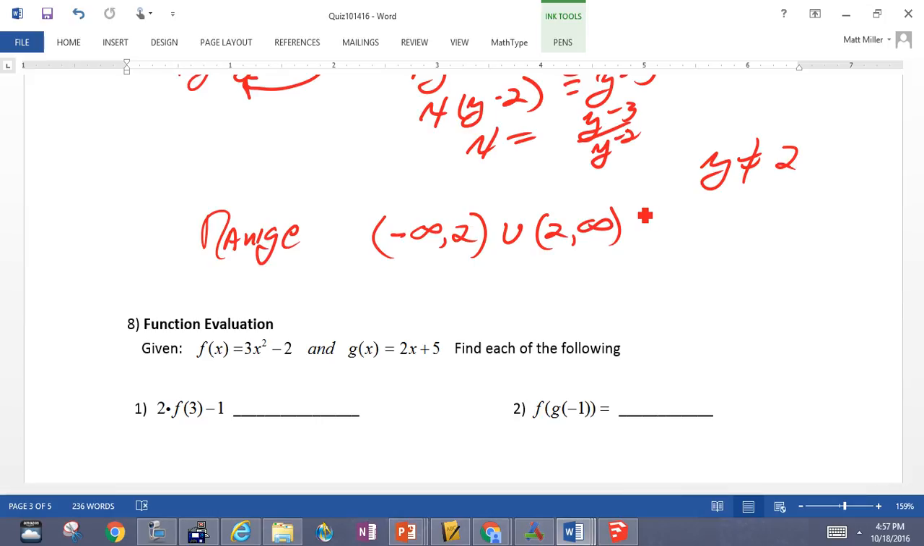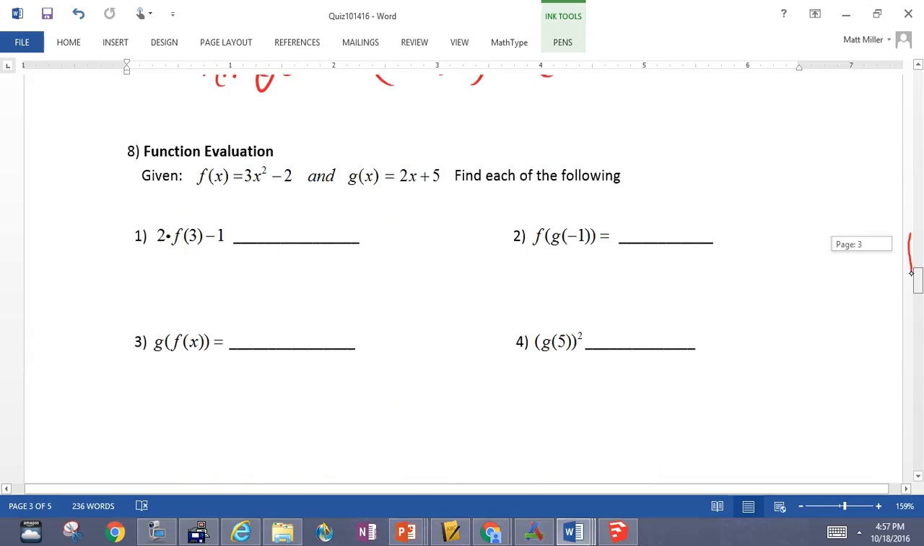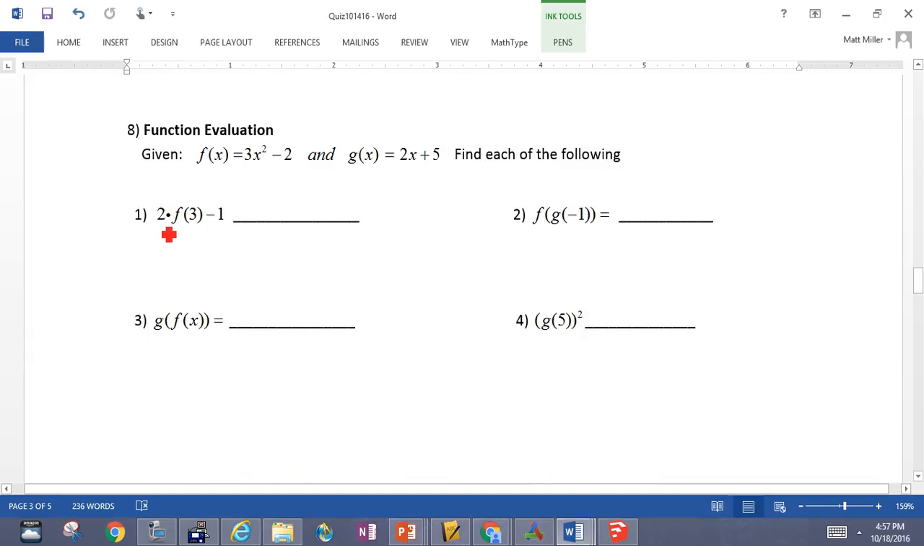Okay? All right. In this section, we're evaluating functions. So this is 2 times the function evaluated at 3, less 1. So let's just do it in pieces. The function evaluated at 3 means you throw the value of 3 in for x, which is 3 times 3 squared minus 2. Of course, order of operations says do the squaring first. That's 9 times 3 is 27, less 2 is 25.